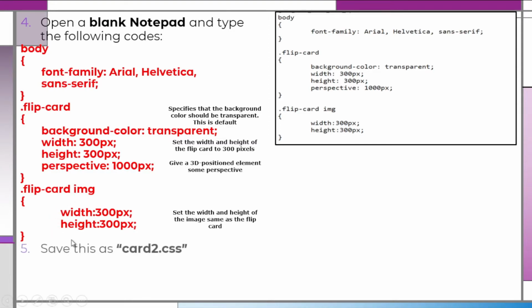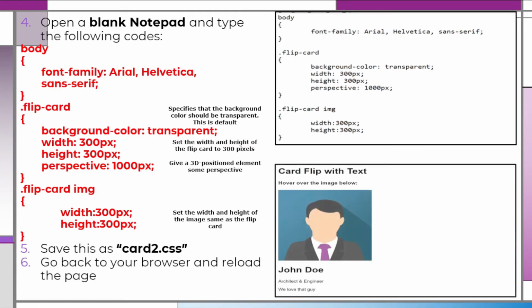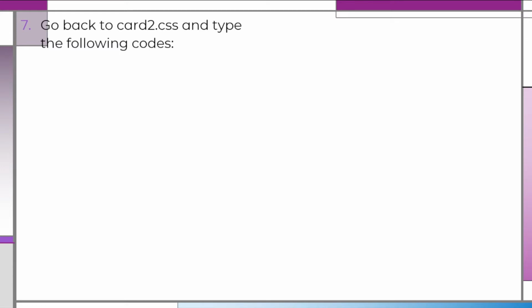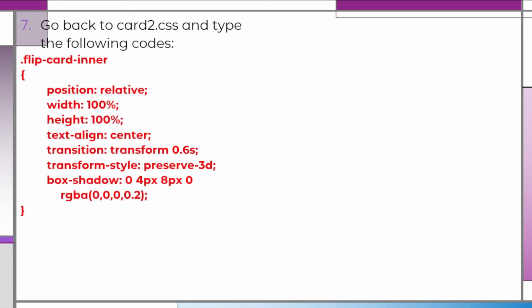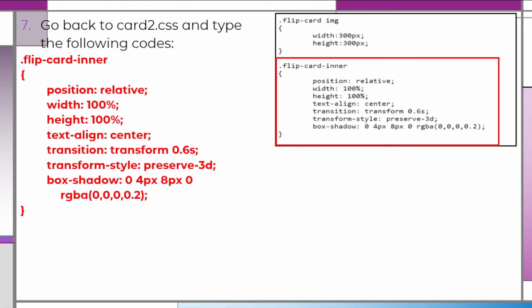Okay, so save this as card2.css, go back to your browser and reload the page. Alright, so nothing much. So go back to card2.css and then I want you to type the following codes. That flip card inner, okay, so you type that in your notepad with width 100%, height 100%, text align center, transition transform 0.6. I will explain this one by one.